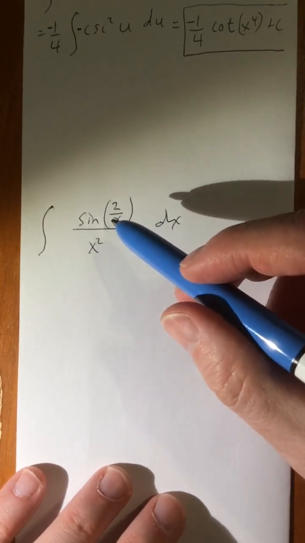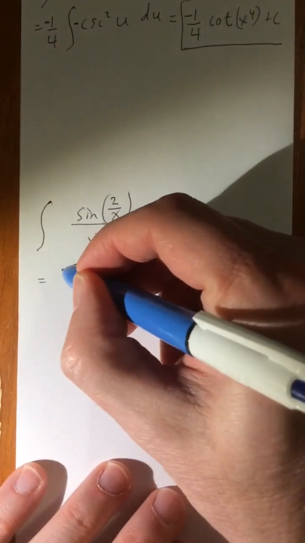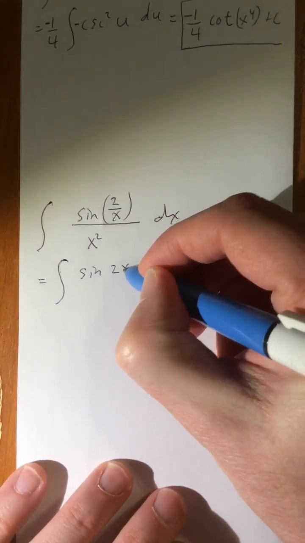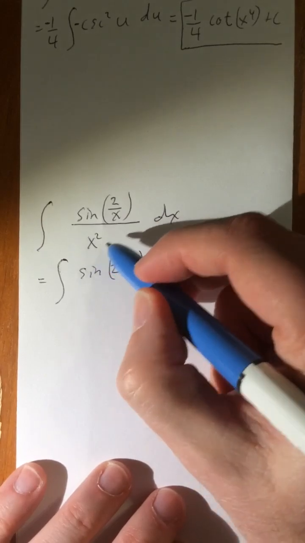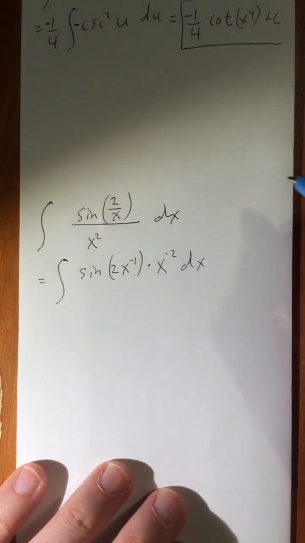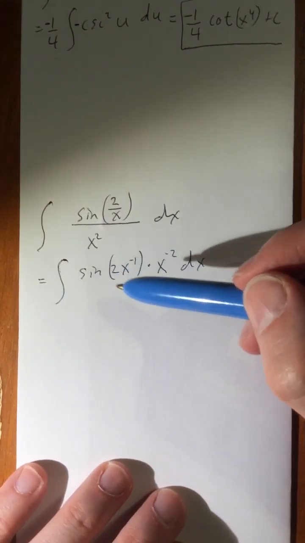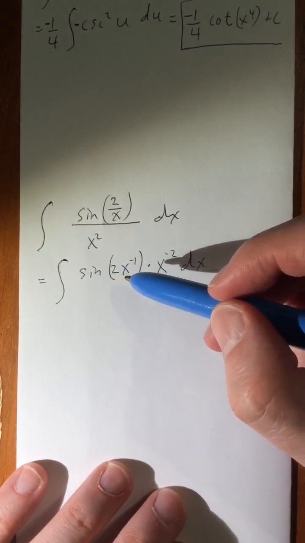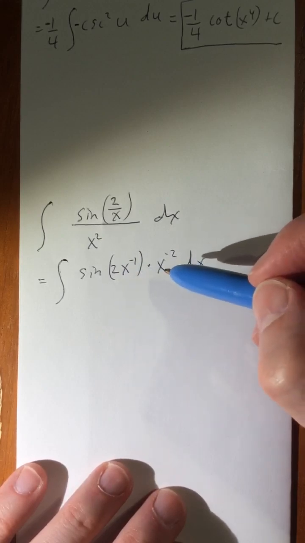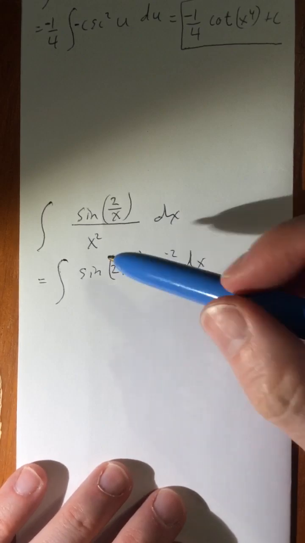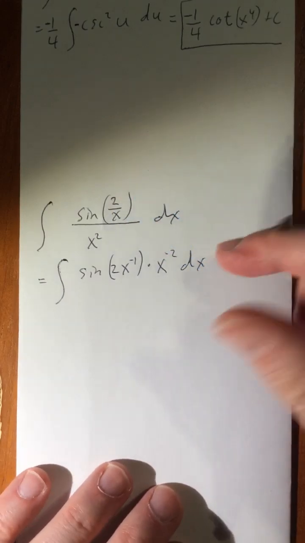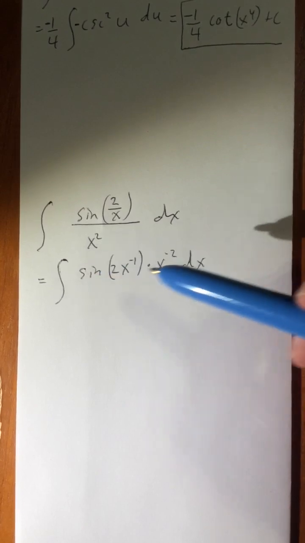So let's rewrite this problem as the integral of the sine of 2x to the negative 1, times x to the negative 2 dx. So let's think about what the derivative of this thing here might be. When we find the derivative of 2x to the negative 1, it's going to be negative 2x to the negative 2. Well, look, there's an x to the negative 2 right there. So while it at first appeared as though maybe there wasn't going to be a derivative for this thing if we call that u, then we were mistaken because there it is.